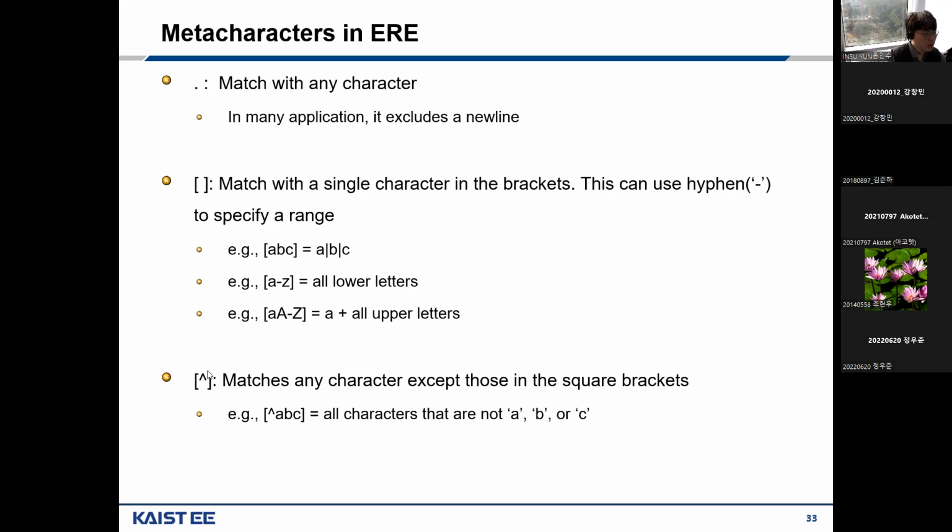And there is another one. If you put this hat, this cap, inside the square bracket, then it means that it will match any character except those in the square bracket. So if you put square bracket, cap, and ABC, this means it will be matched with all characters that are not A or B or C.